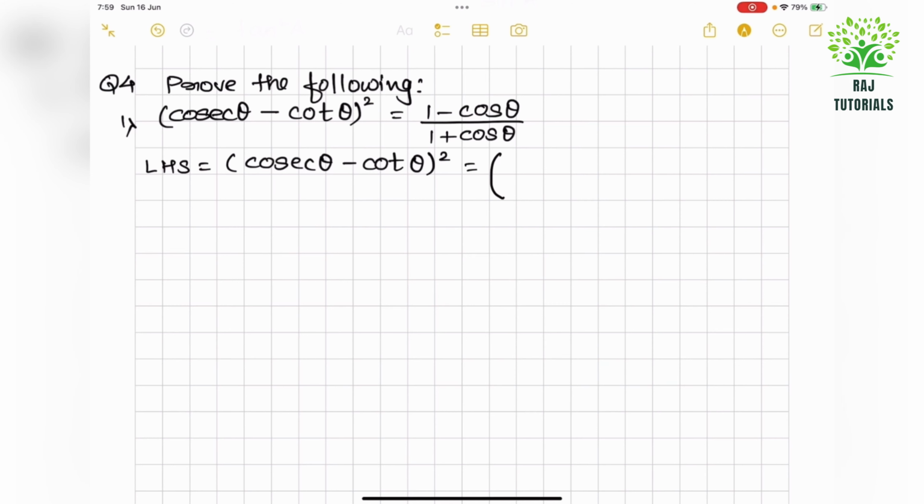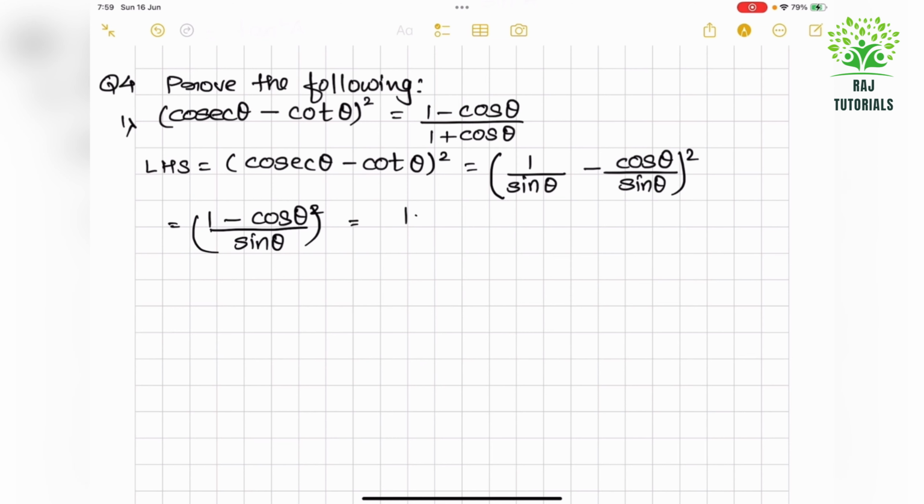So cosec theta minus cot theta whole square. Now converting everything to sine theta and cos theta. So I will get 1 upon sine theta, because cosec theta means 1 upon sine theta, and cot theta means cos theta upon sine theta, and whole square. So this came to (1 minus cos theta upon sine theta) whole square. So if I open the square, I will get (1 minus cos theta) whole square upon sine square theta.